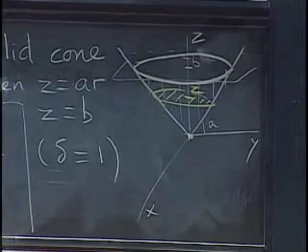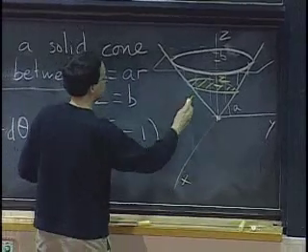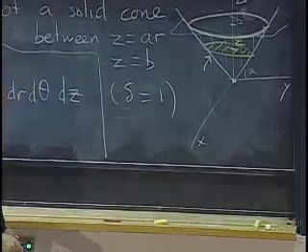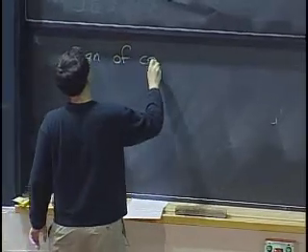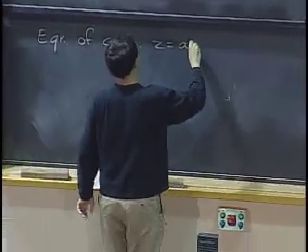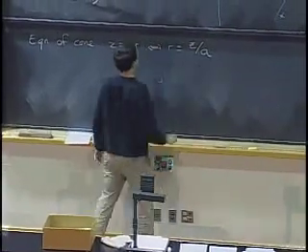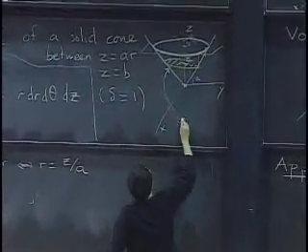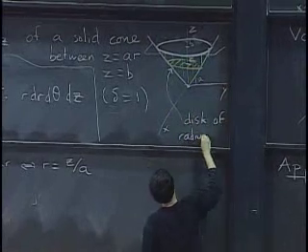The radius of that disk should be z over a, because the equation of that cone says z equals ar. If you flip it around, maybe I should switch to another blackboard. The equation of the cone is z equals ar, or equivalently, r equals z over a. So for a given value of z, this will be a disk of radius z over a.